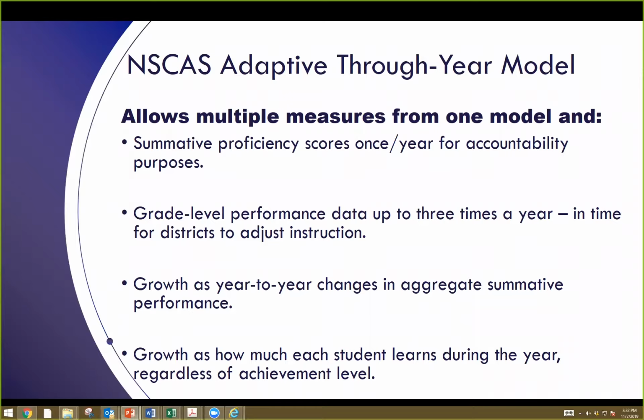We're going to be able to look at growth year to year still and aggregate summative performance like we have been, but we're also going to be able to look at growth in year, right? So from the beginning of the year to the end of the year, we're going to get better and more robust growth information, regardless of what achievement level a student is at.